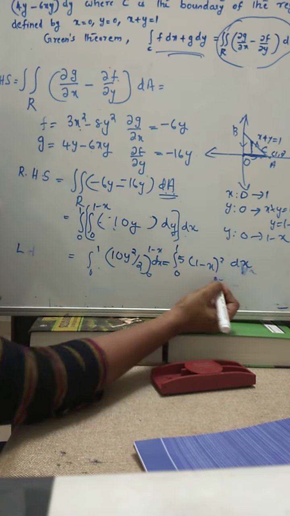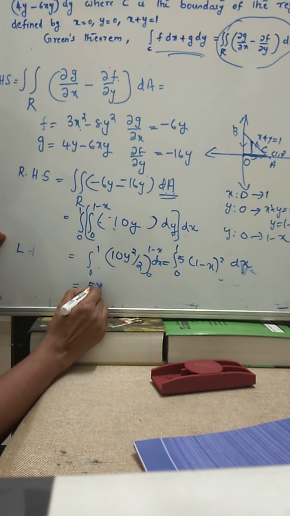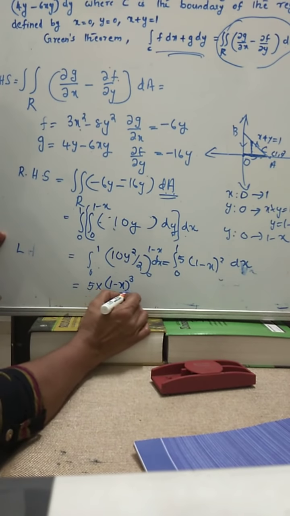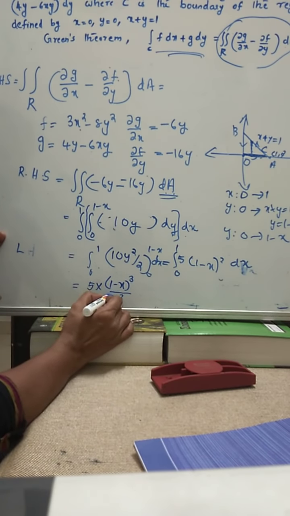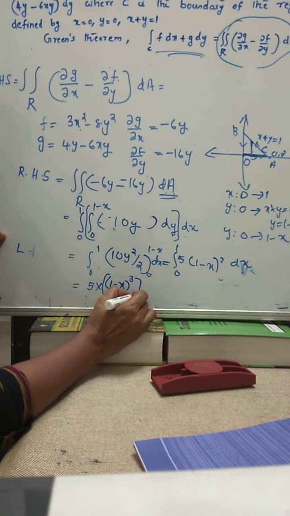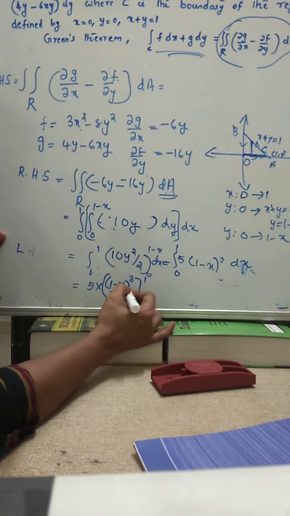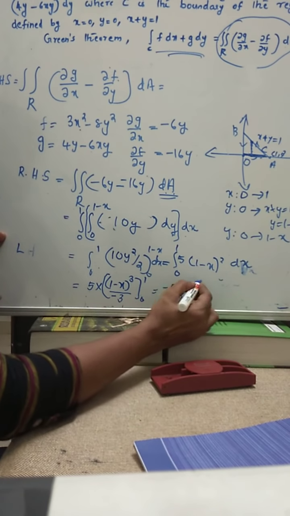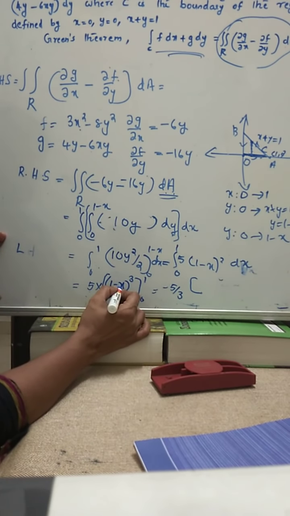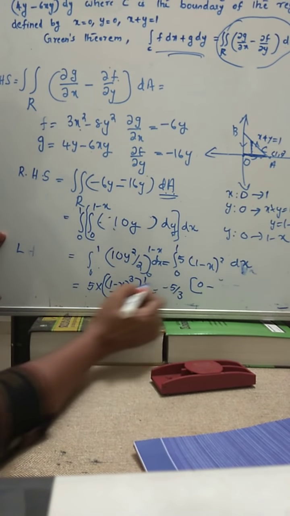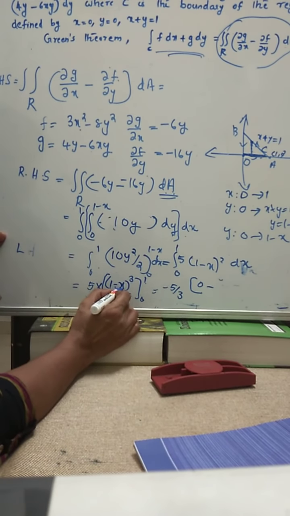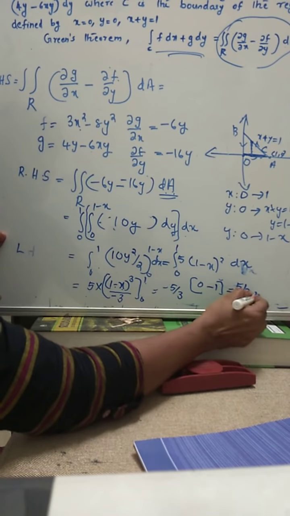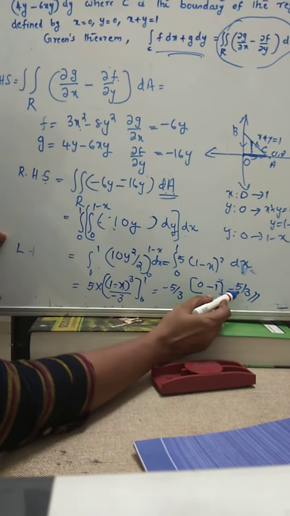Now again integrating 5 into (1 minus x) the whole square, its integral is (1 minus x) the whole cube by 3, and for this minus you have minus 3 here, within the limit 0 to 1. If you don't know directly integrating this, you expand it and integrate. So you will get minus 5 by 3 into, putting the limit 1 minus 1, that is 0, minus lower limit 1 minus 0, that is again 1. So it is equal to minus 1, which gives 5 by 3. So you can see that the right hand side is 5 by 3.